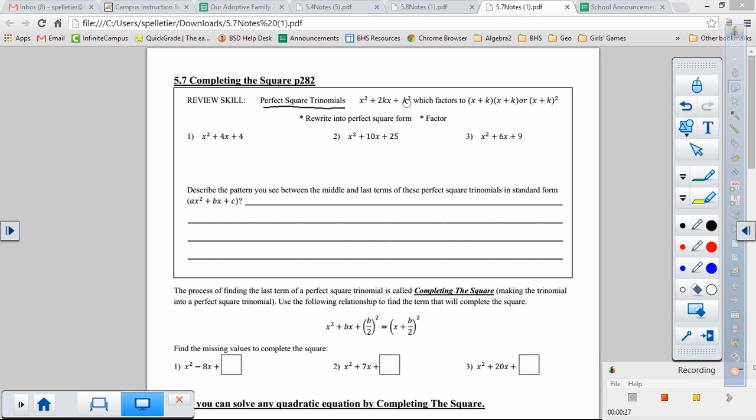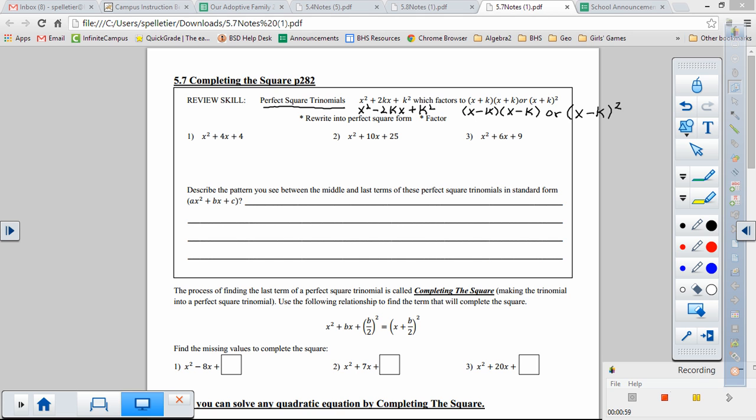On this page, I have just the positives. Let's add the negative to that, which should have been on here. I just forgot to put it. And the negative one, of course, breaks down to x minus k times x minus k, or properly written, x minus k squared. Okay, so rewrite into perfect square form, and then we're going to factor.